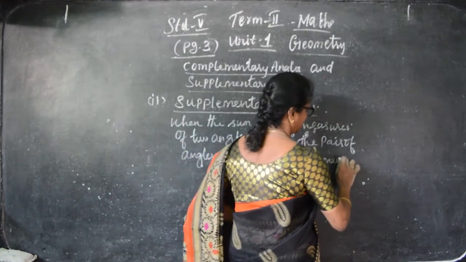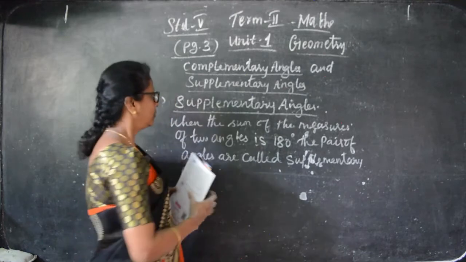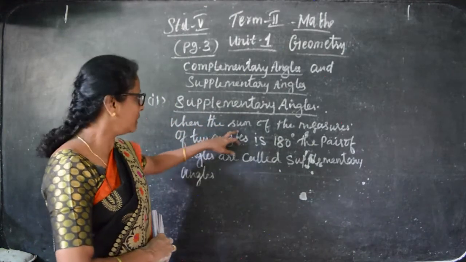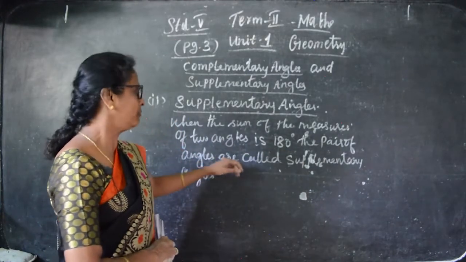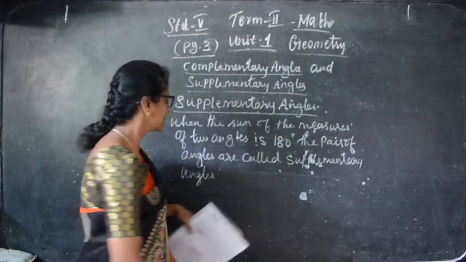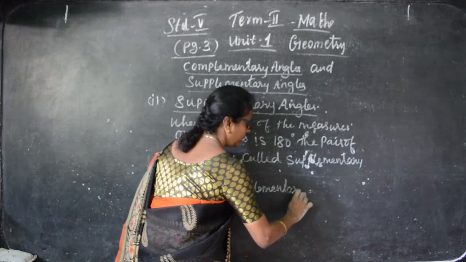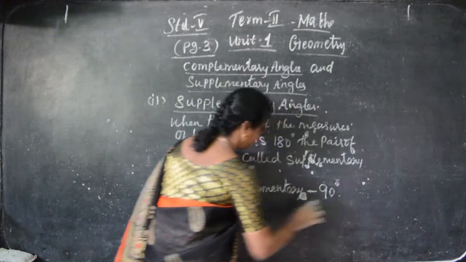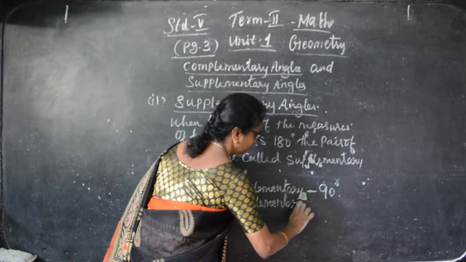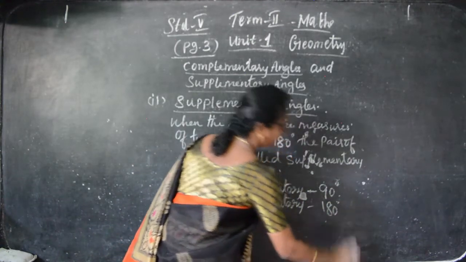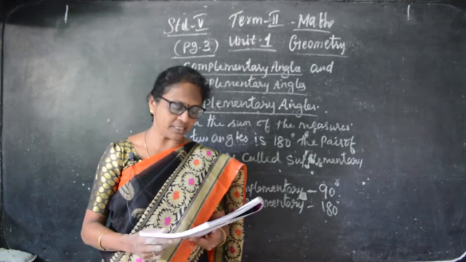So supplementary angles. What do you mean by supplementary angles? When the sum of the measures of two angles is 180 degrees, the pair of angles are called supplementary angles. So remember, complementary means 90 degrees. Supplementary angle means 180 degrees. Okay, so complementary is 90 degrees and supplementary is 180 degrees.